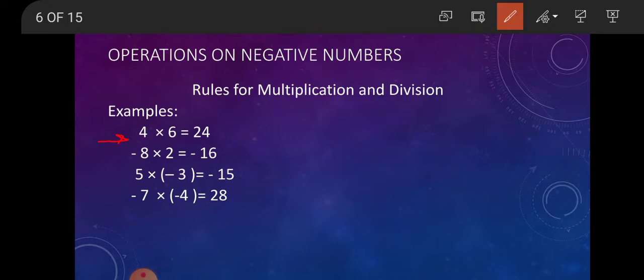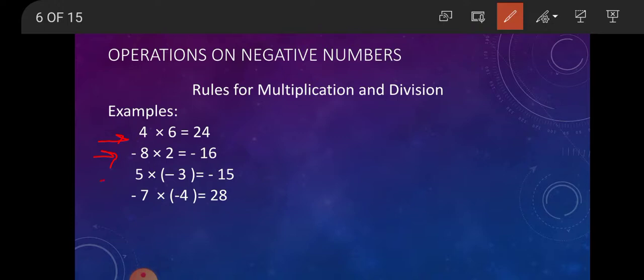according to the rule. Now let's have a look at this second example where minus 8 is to be multiplied by 2. Now we know 8 twos are 16, so the product is going to be 16. But what about signs? You see that 8 carries a negative sign, whereas 2 carries a positive sign. So according to the rule, a negative sign multiplied with a positive sign will give you a negative sign.